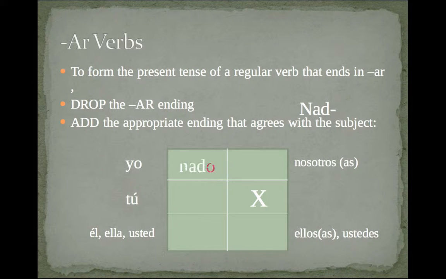Okay, here's the example of nadar conjugated. You have to remember to drop off the AR. A lot of people forget to do that. So it's yo nado, tú nadas, él, ella, usted nada, nosotros nadamos, ellos, ellas, ustedes nadan. So you can still see those endings, o, as, a, amos, an. And they're just stuck onto that stem. Nado, nadas, nada, nadamos, nadan.